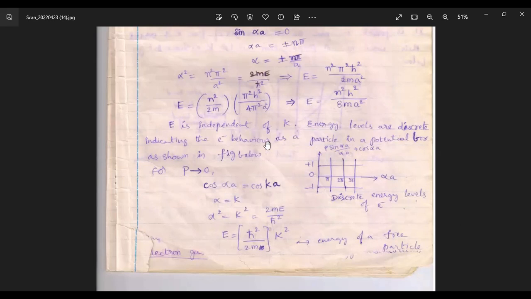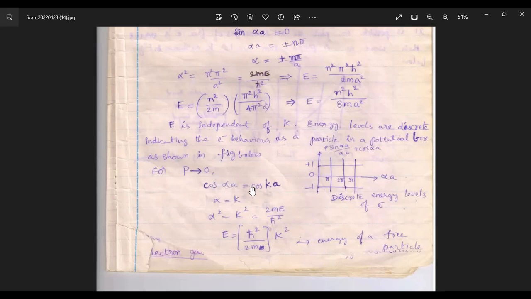Okay, so for P tends to 0. In the earlier case when P tends to infinity, what will happen to E? We got this. What will happen to E when P tends to 0? This potential barrier strength tends to 0. That means, when it is approaching a positive ion, what will happen? That is what P equal to 0 means.